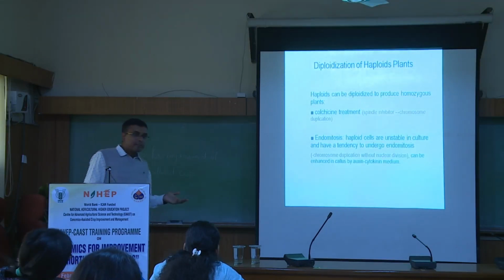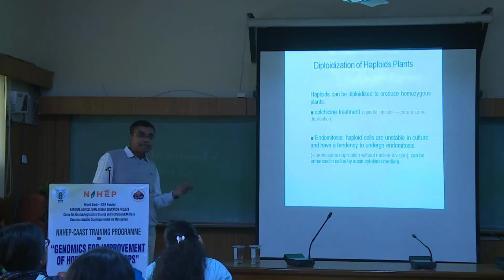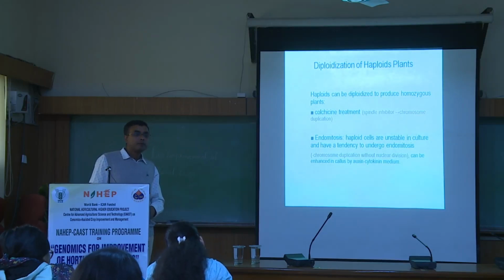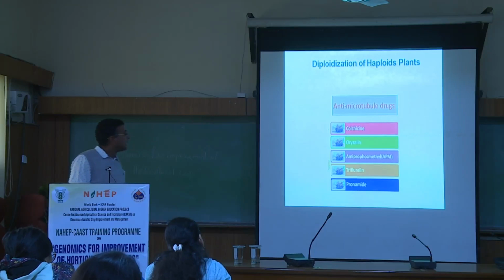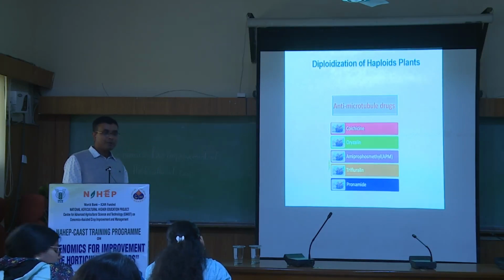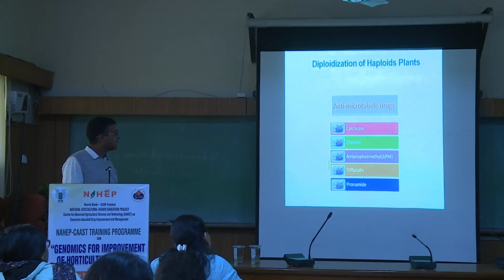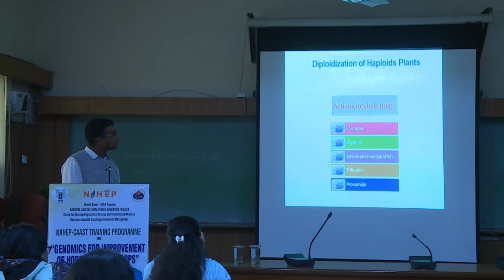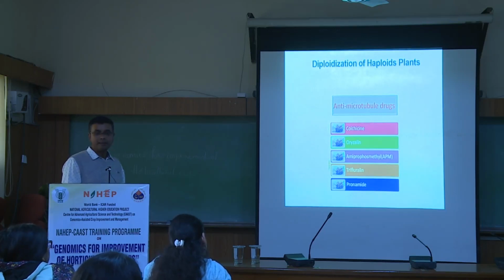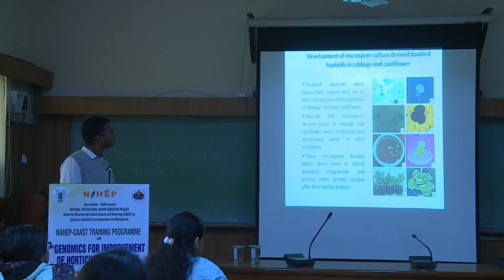And then diploidization of the plant, another challenge. How after developing the haploids you are going to diploidize them? For that, different chemical agents, all that microtubule formation, they are enhanced like colchicine, oryzalin. Among all those, colchicine and the oryzalin, they are the most commonly used for diploidization of certain kind of the cell.